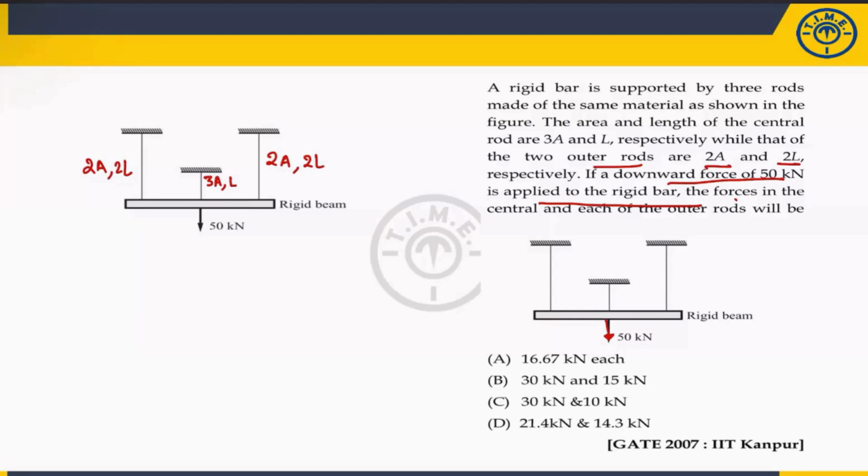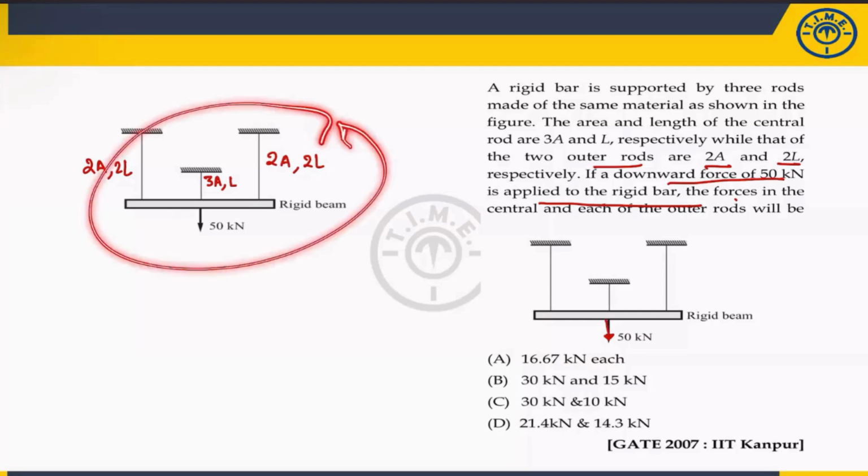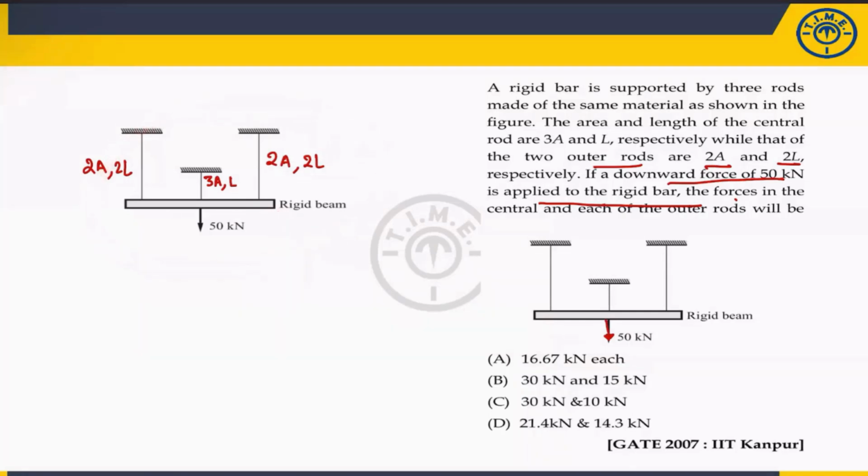Now see option A is 16.67. So if you multiply 16.67, that means one rod having 16.67, into 3, what is the value? Approximately you will get 50. That means this option you cannot eliminate. You have to check the answer. I will discuss how to solve this problem, but how to eliminate the option is also a very important thing, because if you are eliminating options, it's very easy. Without solving the problem you can find the answer.